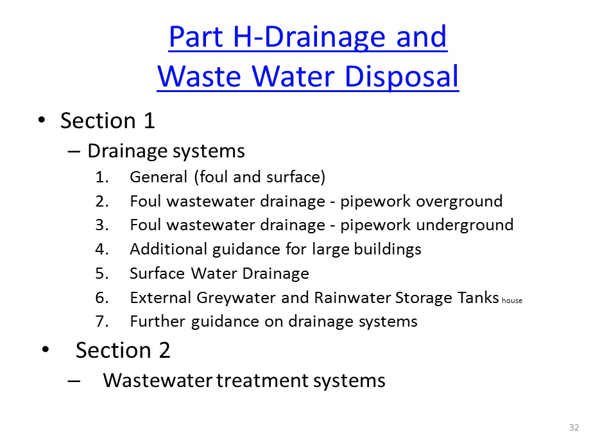Part H is drainage and wastewater disposal. Section 1 covers drainage systems, general foul and surface water, foul wastewater drainage, pipework overground, foul wastewater drainage, pipework underground, additional guidance for large buildings, surface water drainage, external grey water and rainwater storage tanks. This is only for in houses, not for commercial or industrial. Further guidance on drainage systems then are at the end of section 1. Section 2 is wastewater treatment systems.